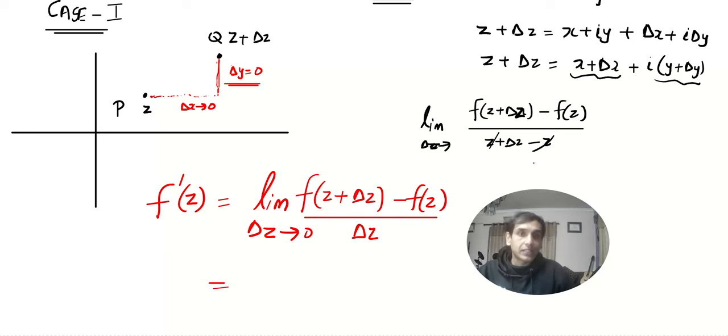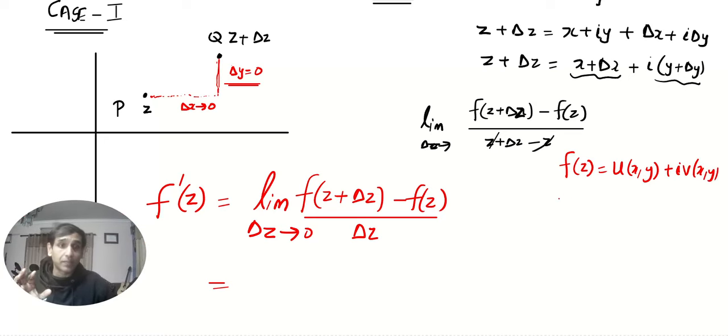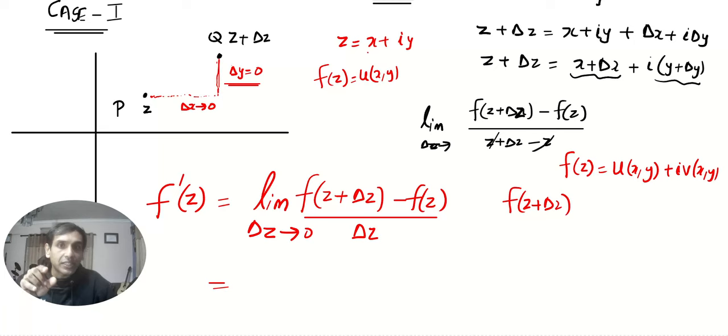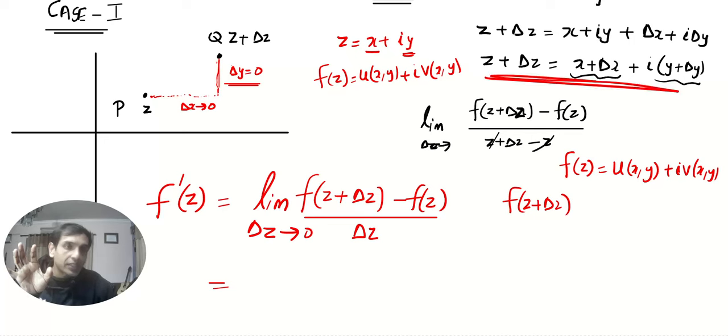Now I'm going to simplify this. Look at this. f(z) means u(x,y) + i v(x,y). You have to understand this point very, very well. So f(z + Δz) will be, look at this, z is x + iy. The output will be called u(x, y). Can you understand? I am writing the real part and imaginary part of the input, plus i into the real part and imaginary part. Now can you see?